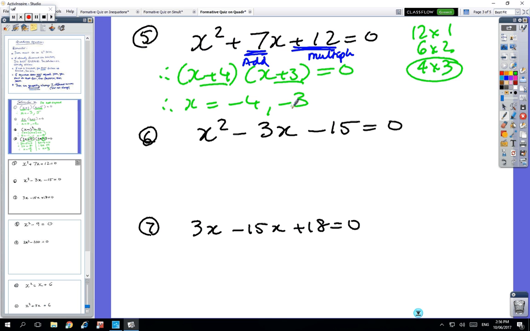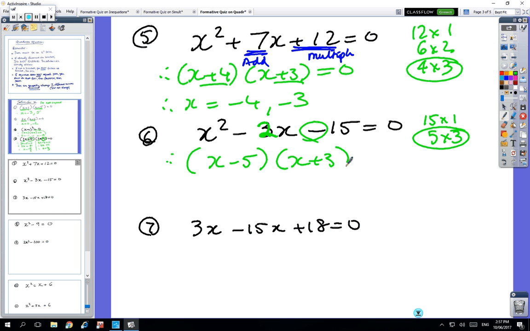Okay, so again we'll just write out the factors. 15 times 1, 5 times 3. Damn, made a mistake. That should be a 2x. Sorry about that. Okay. So it has to be the 5 and the 3, which has a difference of 2. It's a minus at the back, so it's one of each. So it's going to be (x - 5)(x + 3) = 0. So x = +5 and -3. So sorry about that if you lost a lot of sleep over that one.